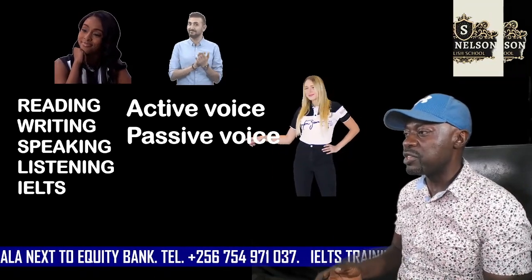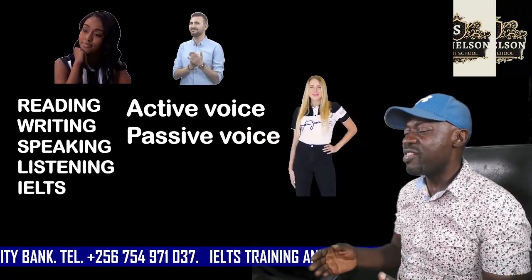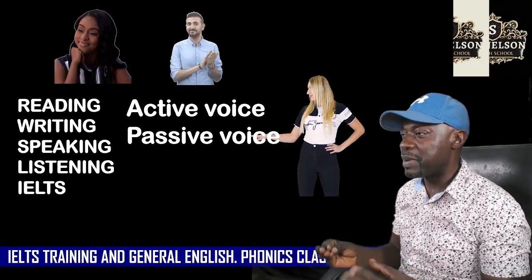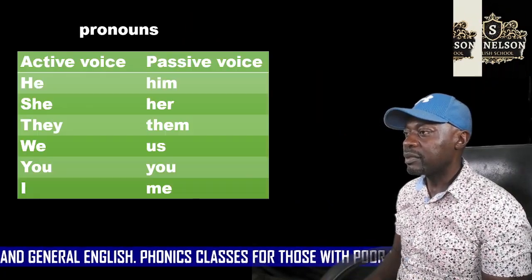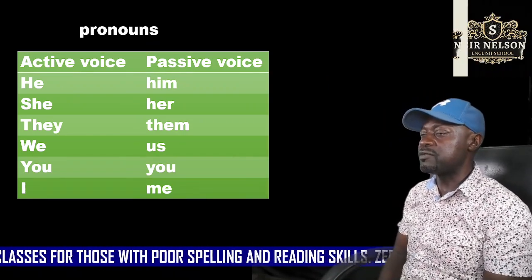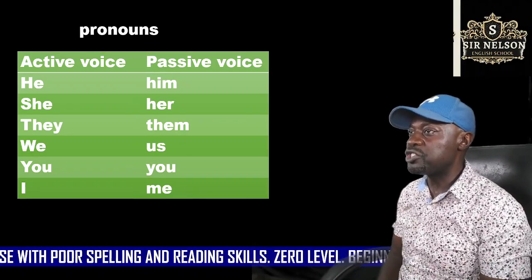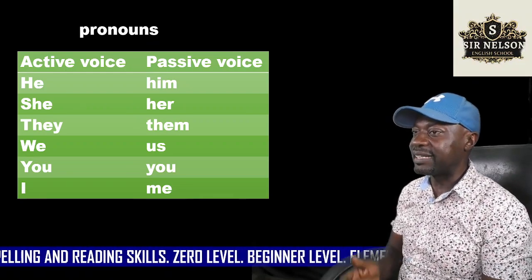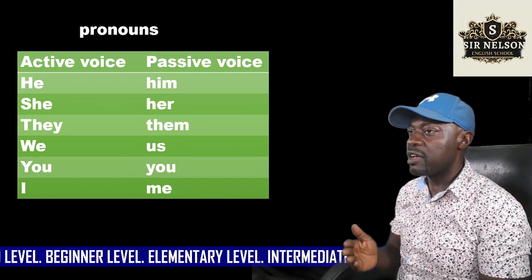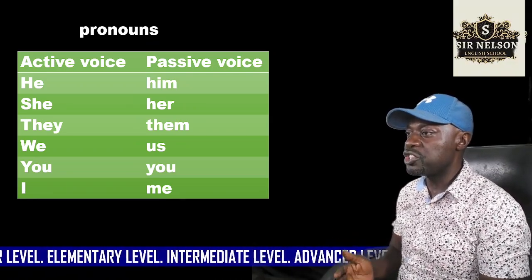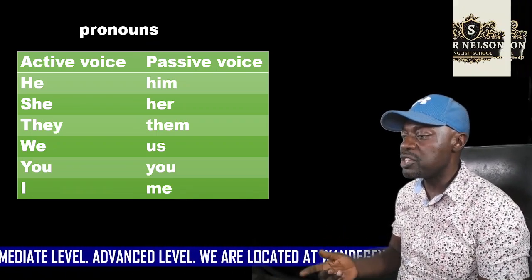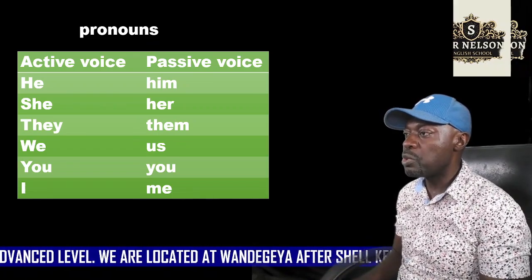Remember, in the passive voice, we are not interested in the subject. The verb must be in the past participle. The first change when you are changing sentences from the active to the passive voice is you have to change the pronouns. The subject pronouns change to object pronouns. He changes to him, she, her, they, them, we, us, you remains you, I changes to me.